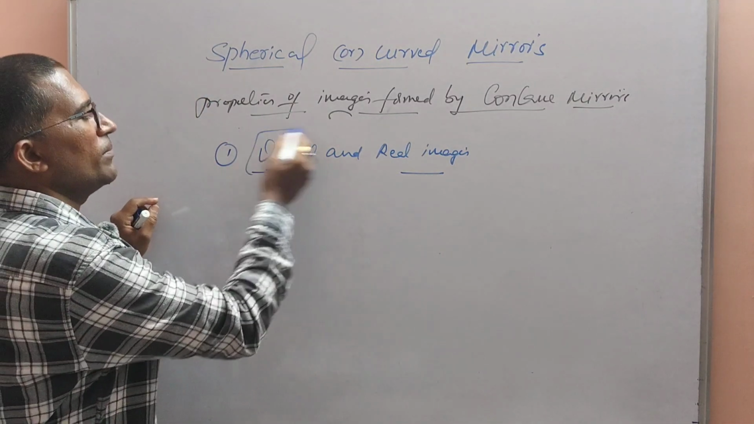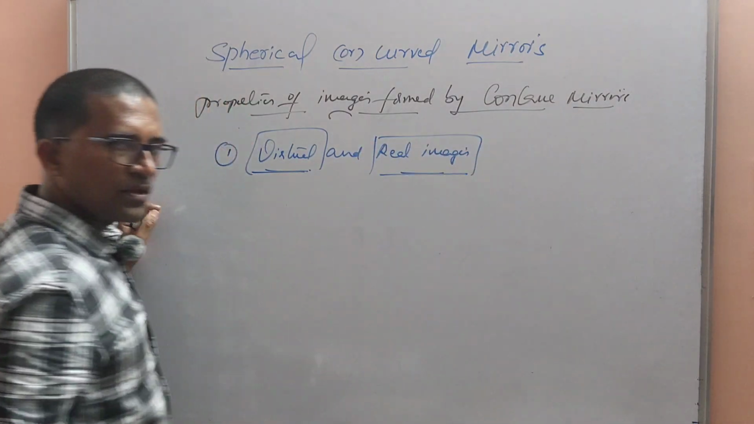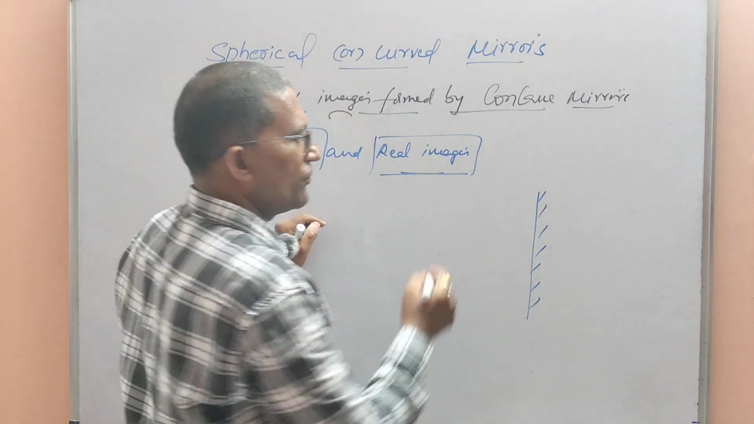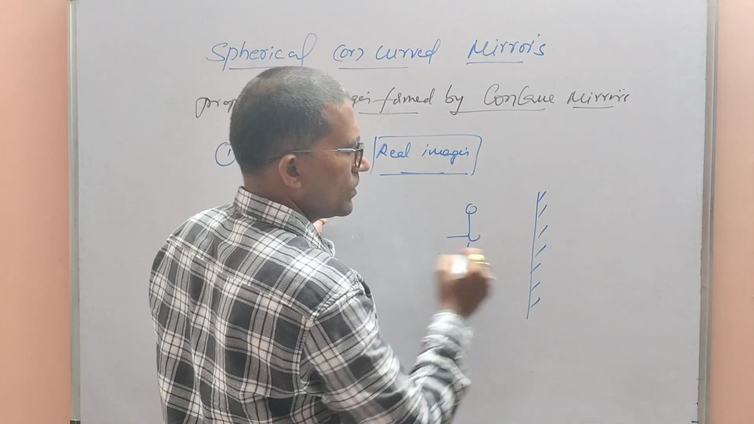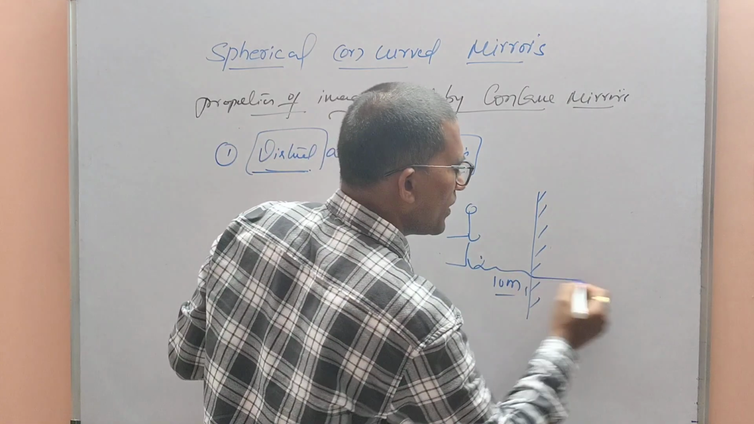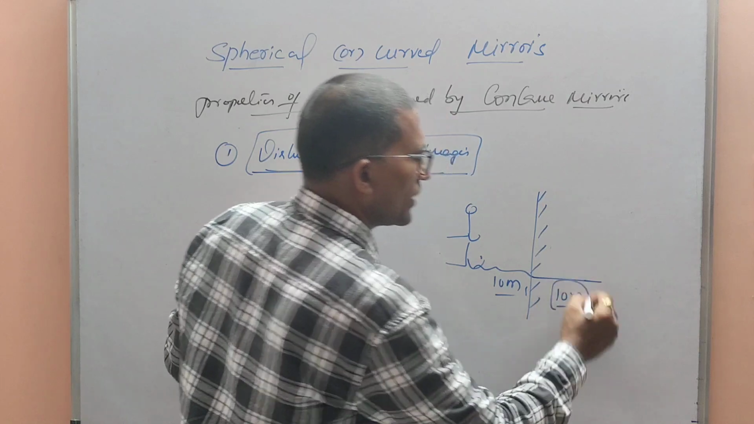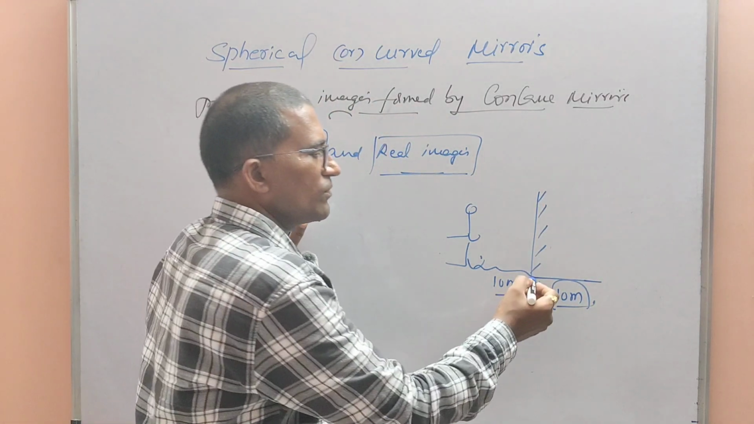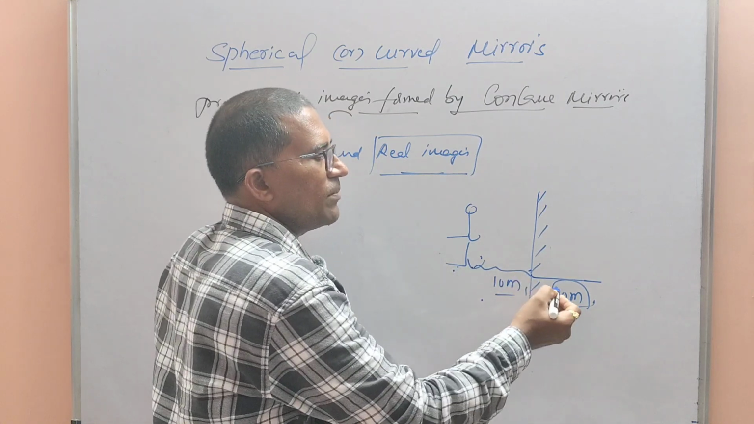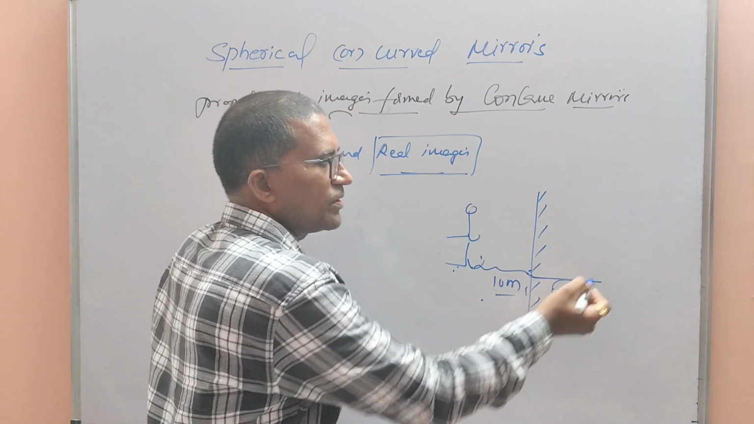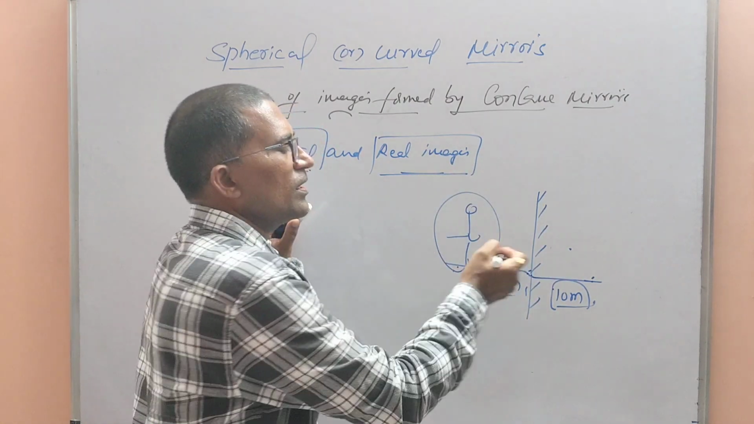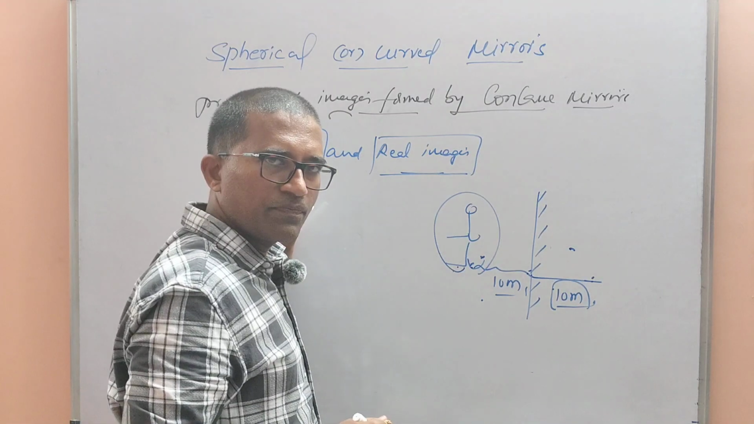Sir, what is the meaning of virtual image? What is the meaning of real image? Understood. So, to understand this, this is a plane mirror. If you stand in front of this plane mirror at a certain distance, say 10 meters, the image is formed in the mirror at a distance of 10 meters only, inside the mirror. The distance of the object from the mirror is equal to the distance of the image so formed. So your image will be in the mirror only. Hence the image formed by the plane mirror is a virtual image.